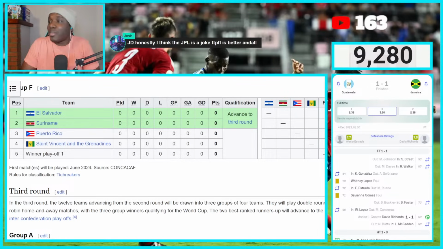But let me stay on topic. The topic is the games that we have right here. As I've said, the only challenge I think Jamaica will have would be Grenada and Guatemala, because the last time Jamaica played Guatemala, Guatemala looked better than Jamaica.